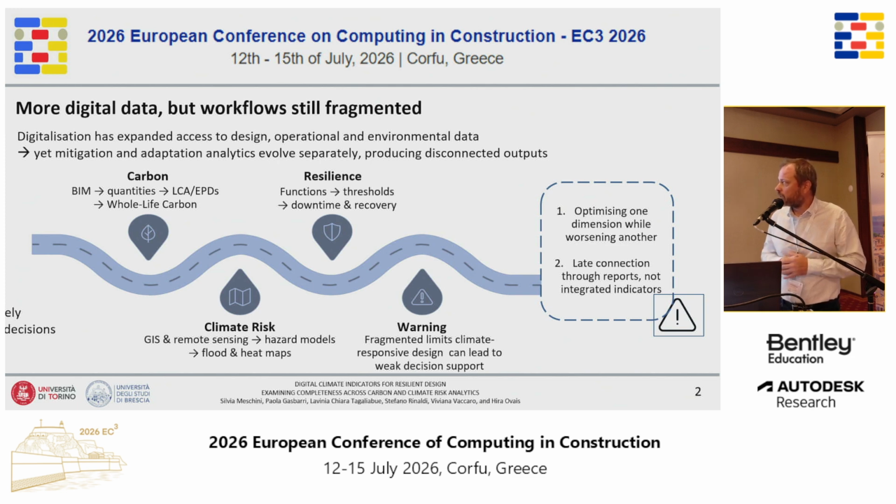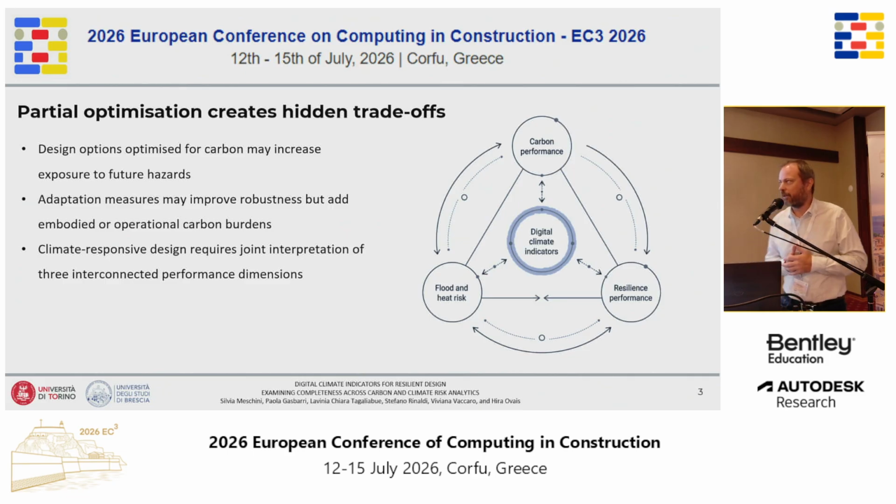For example, carbon assessment is performed using BIM for estimating LCA. Climate risk is generally based on GIS mapping and remote sensing information and produces an output of flood and heat maps. This parallel workflow causes a sort of fragmentation of how data are processed. What is one of the consequences of this fragmentation of the data workflow?